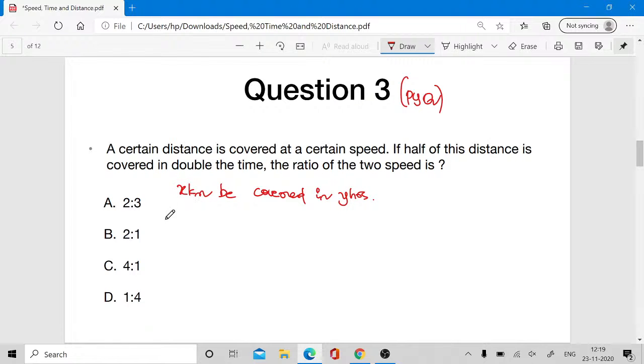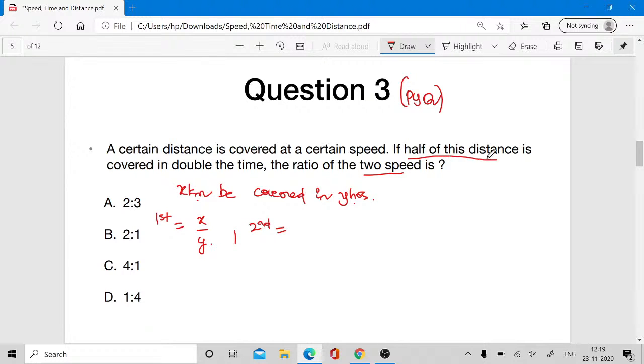Okay, so first speed क्या होगा, right? You are finding out the ratio of two speeds, right? So first speed will be same, distance divided by time. First speed will be x divided by y. Yes or no? Distance divided by time. So second speed क्या होगा बाबा? What will be the second speed?